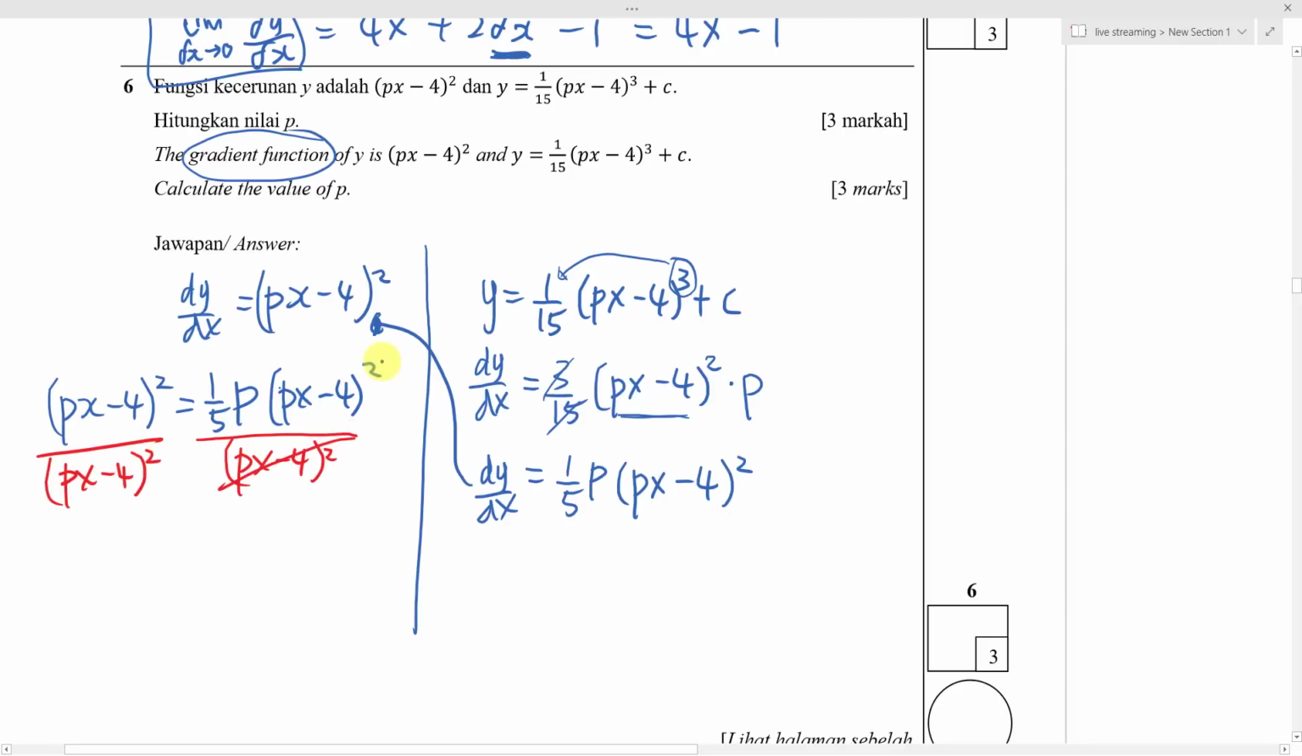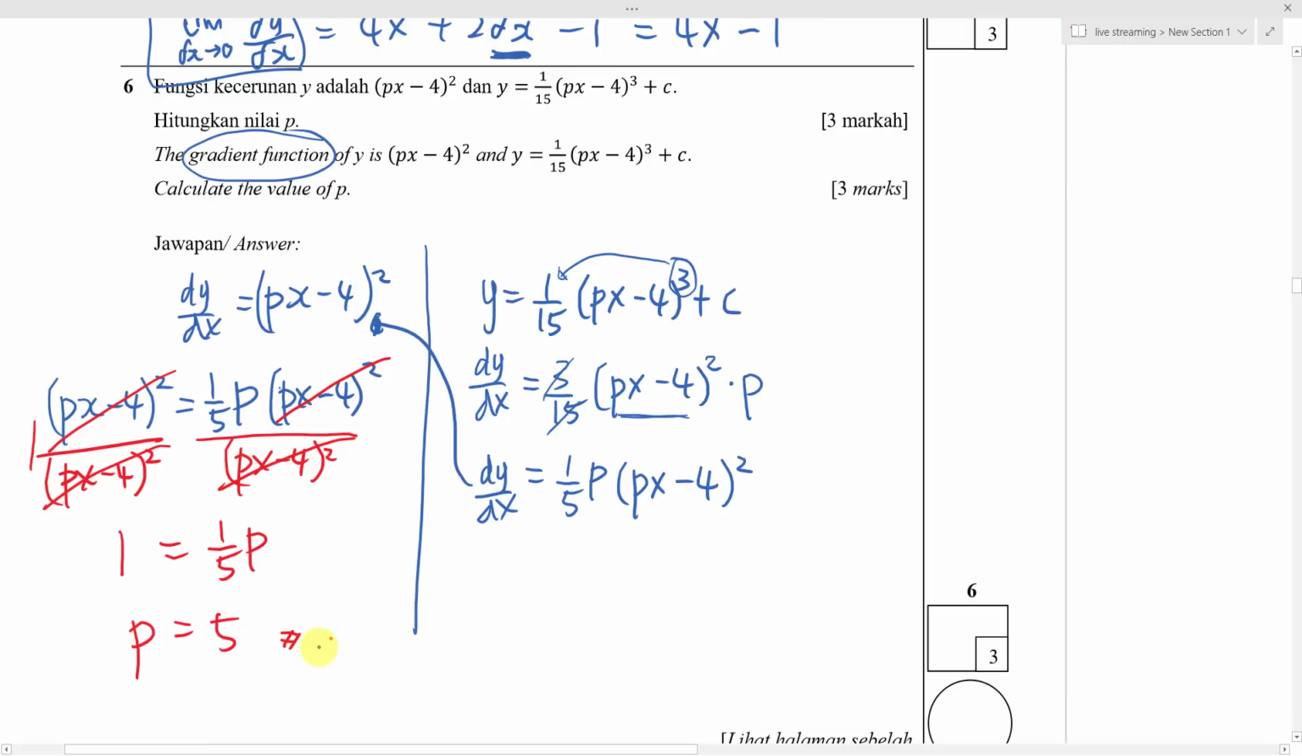Alright, then this one and this one I cut, divide already. This one and this one I cut, I left 1. Because some students will think actually you left 0, but actually you left 1 over there. So 1 actually equals to 1 over 5p. Then p actually equals to 5.